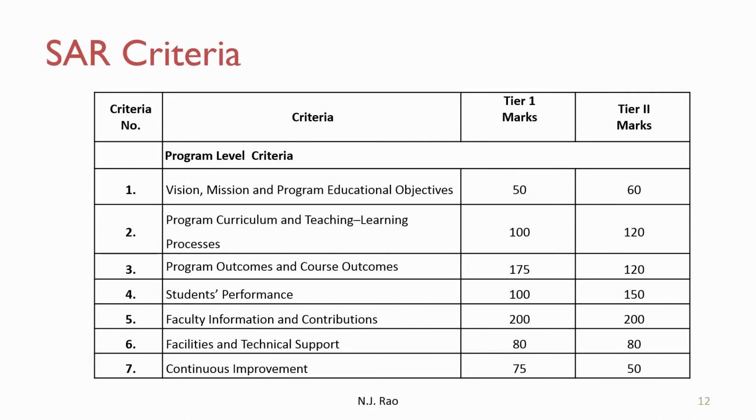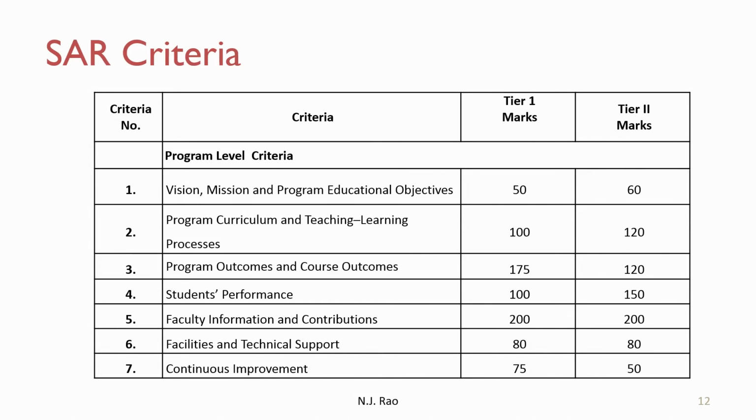Now coming to program curriculum and teaching and learning process, tier 1 carries 100 marks and tier 2 carries 120 marks. Program outcomes and course outcomes: 175 for tier 1 and 120 for tier 2. Students' performance: here tier 1 has 100 marks and tier 2 has 150 marks. Faculty information and contributions are the same for both, 200 marks.